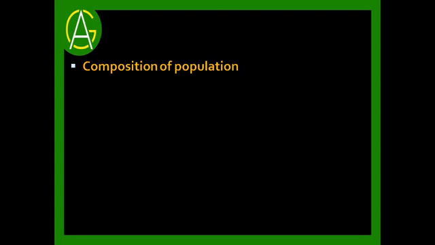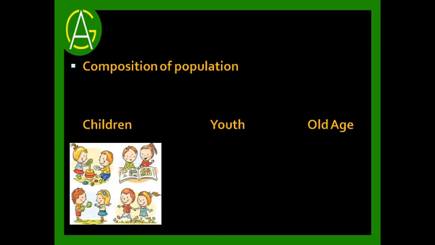Another factor is composition of population. Composition of population means the type of people who are there in your country. They may be children, youth, or old age. The country in which the number of children is higher, the demand for the products related to the children will increase. Say for example, demand for cartoon books, toys, fruits, and all these things which are related to the children, the demand for these products will be higher.